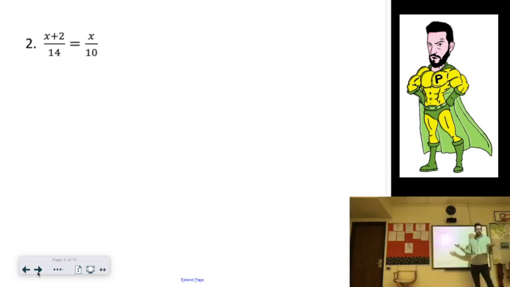Now that's just two things multiplying together. You could just multiply them right away. 14 times x is 14x equals, we got to do 10 times that x plus 2. So we're going to distribute first. We're going to distribute that 10.